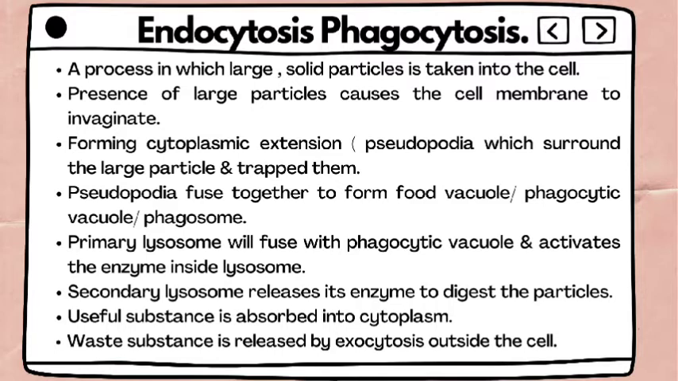Primary lysosome will fuse with the phagocytic vacuole and activates the enzyme inside the lysosome. Secondary lysosome releases its enzyme to digest the particles. Useful substance is absorbed into the cytoplasm. Waste substance is released by exocytosis outside the cell.